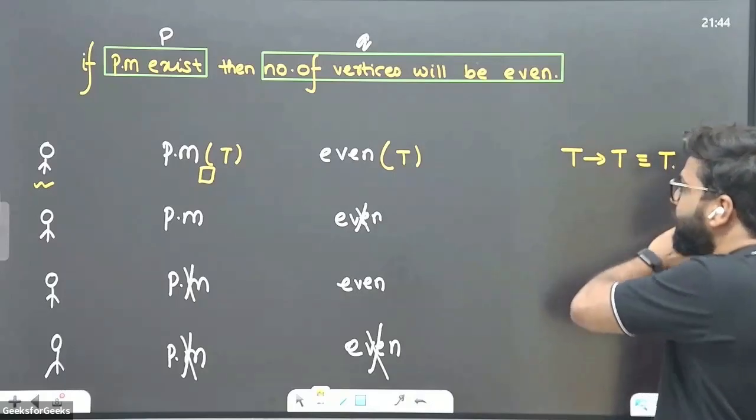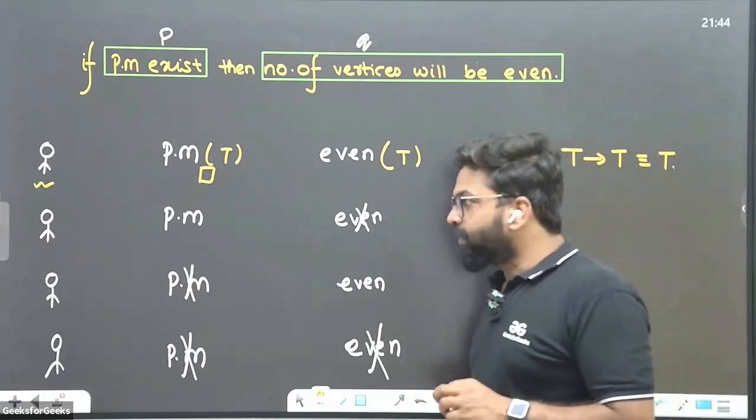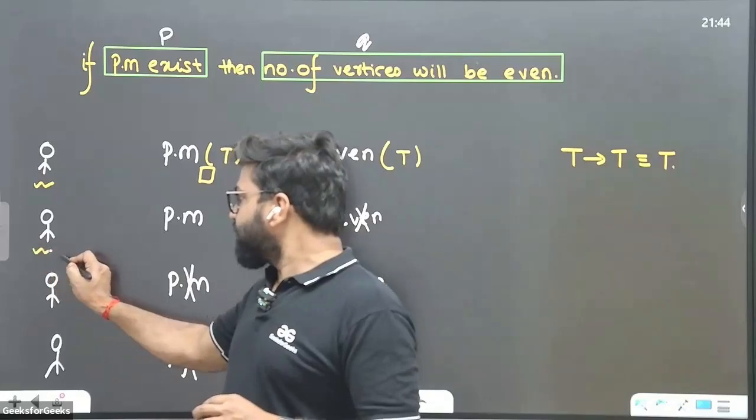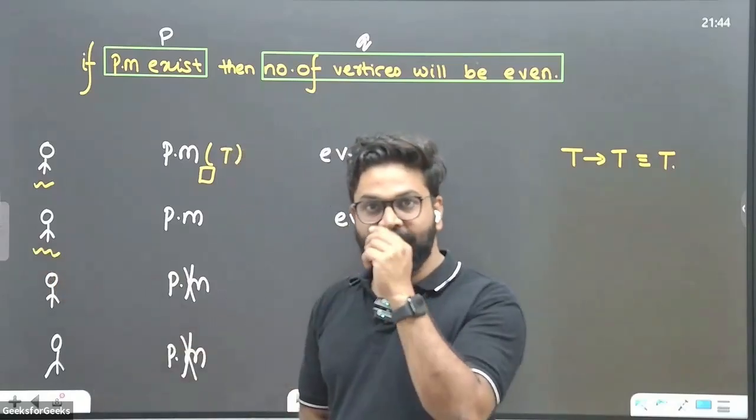So true implies true, and the answer you are getting is basically true. Now let's talk about the second person. Now what will happen with respect to the second person?